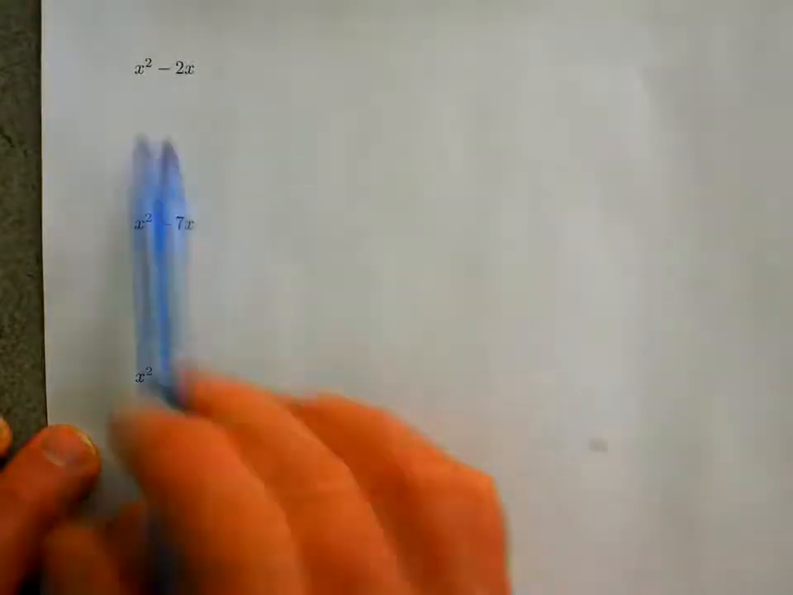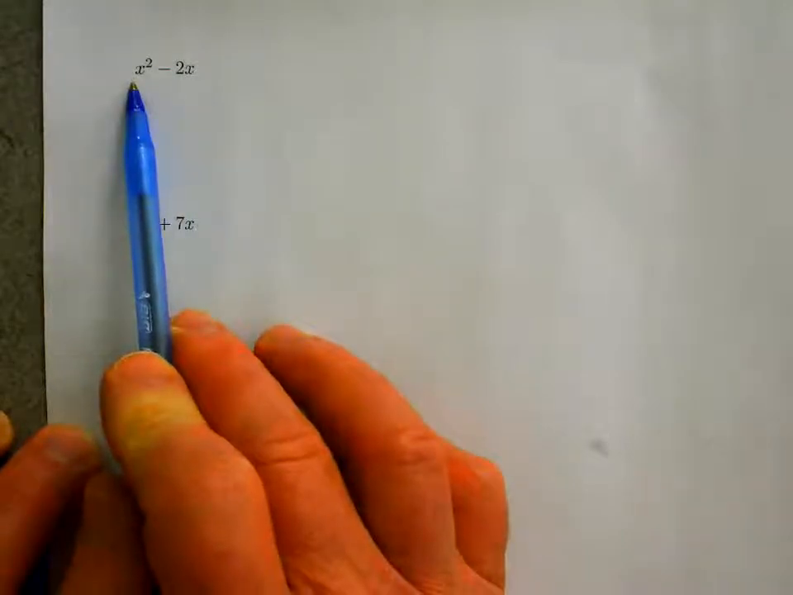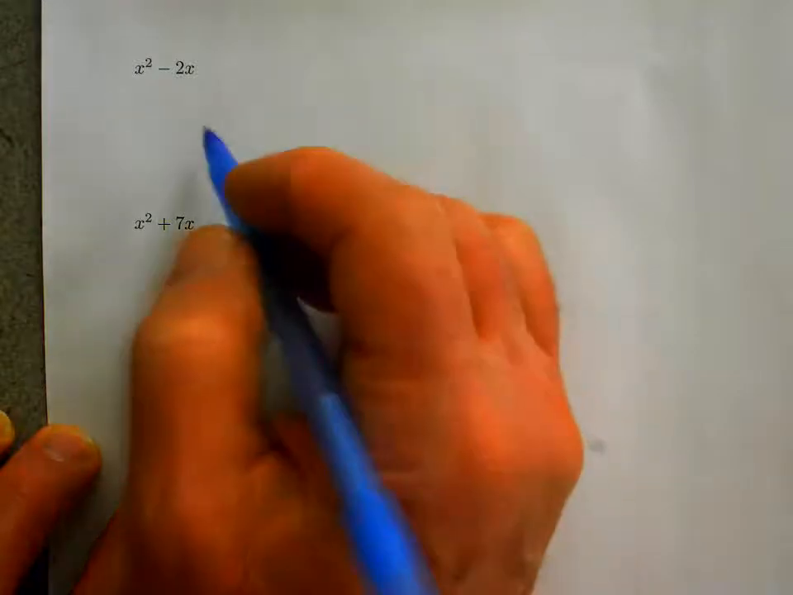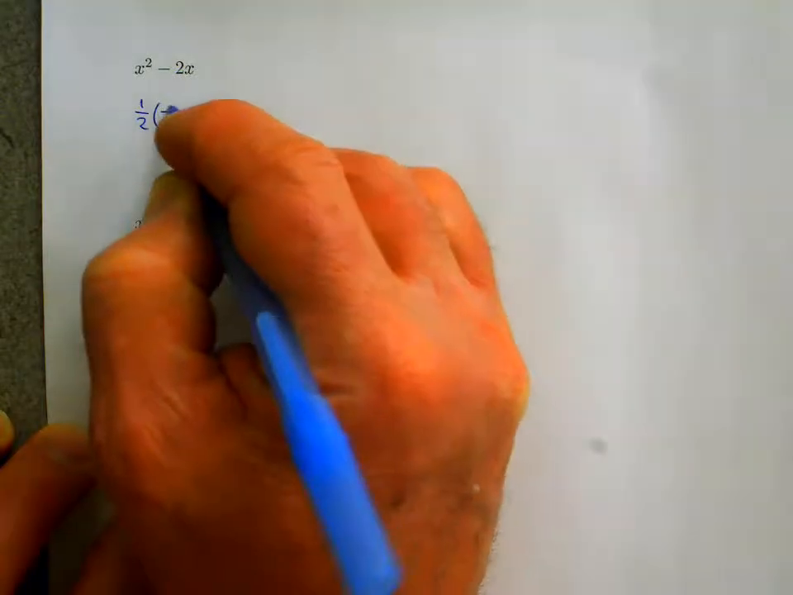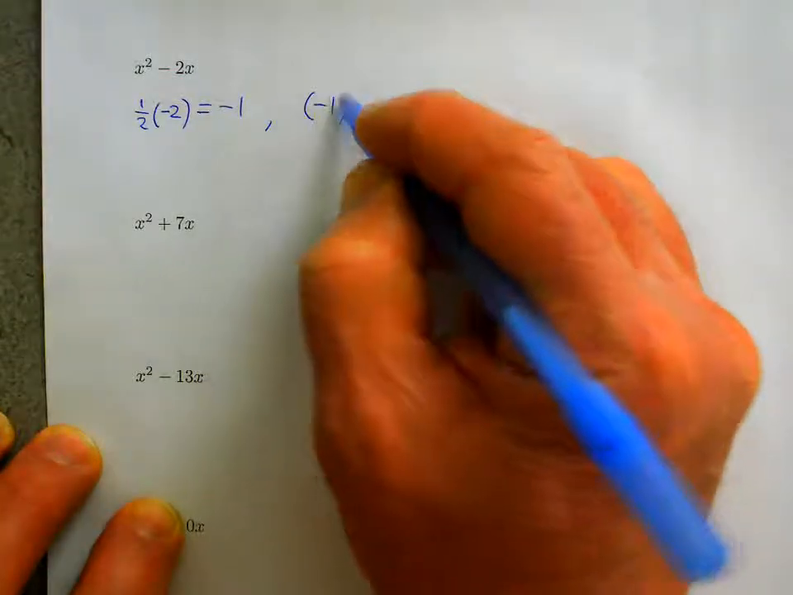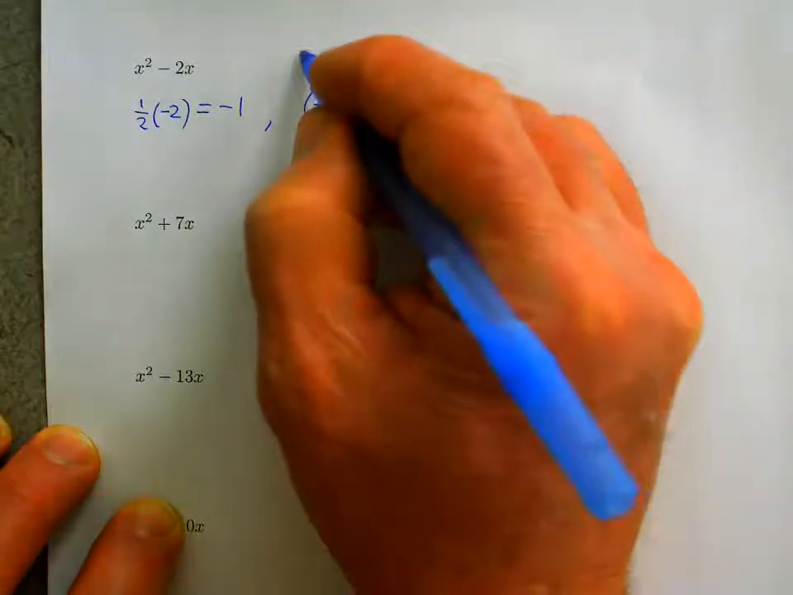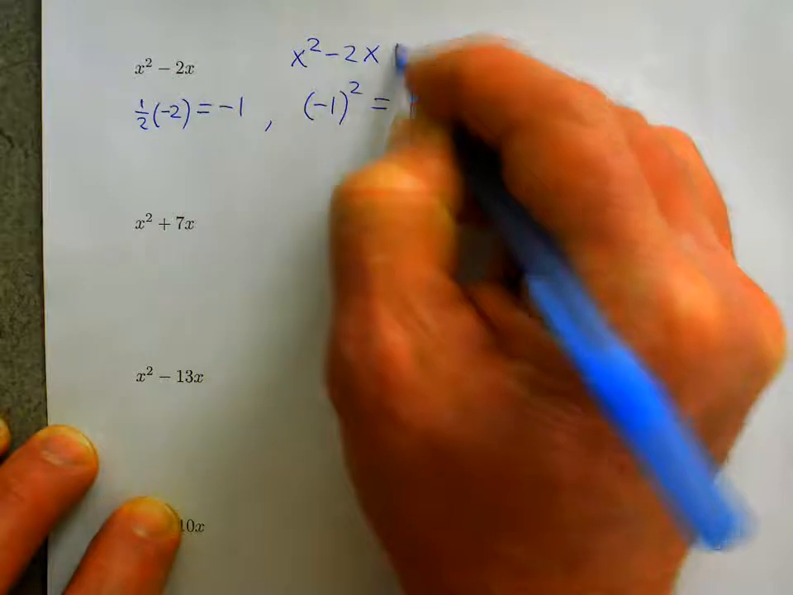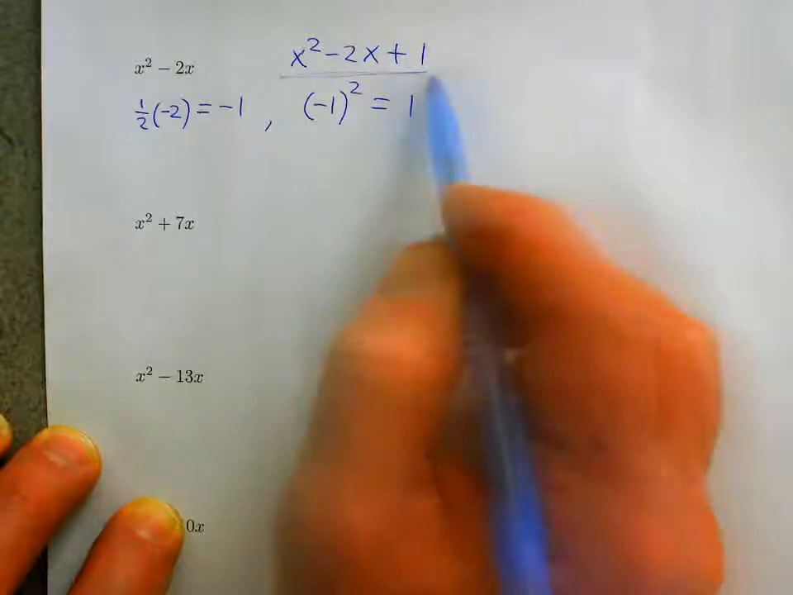For the next one, here we have x squared minus 2x. The coefficient of x squared is 1. So then we proceed to find 1/2 of the coefficient of x. 1/2 times negative 2 is negative 1. And then we square that number. The number negative 1 squared is positive 1. And so we add positive 1 to x squared minus 2x. This is now a perfect square trinomial.